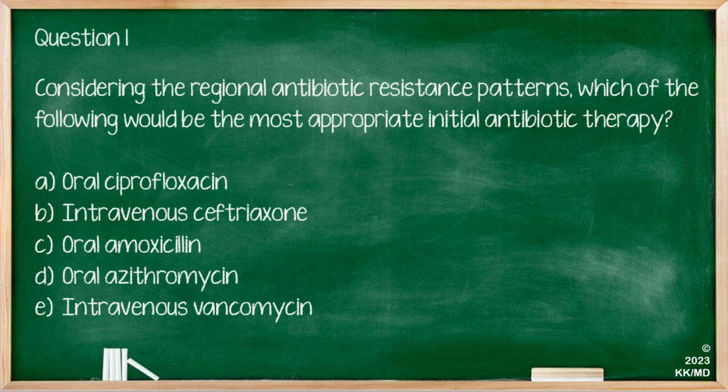A. Oral ciprofloxacin, B. Intravenous ceftriaxone, C. Oral amoxicillin, D. Oral azithromycin, E. Intravenous vancomycin. And if you recall, we discussed that the options for treatment of Salmonella typhi at the beginning are either oral fluoroquinolones or intravenous ceftriaxone. Therefore, the correct option among these will be option B, which is intravenous ceftriaxone.